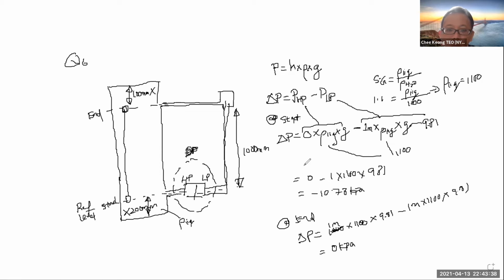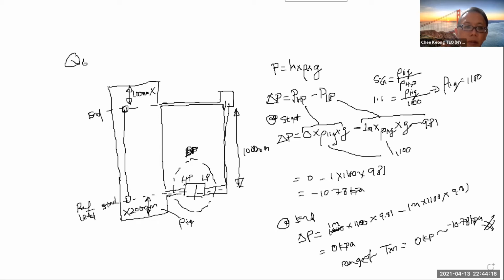So your range of transmission is from start to end. So your range of transmission will actually be from 0 kPa to minus 10.78 kPa. Okay, so that is for your question 6. I don't know whether I'm too fast, but I'm okay, because for video you can play back. So I'm not too concerned about this, right? You can always stop and replay.